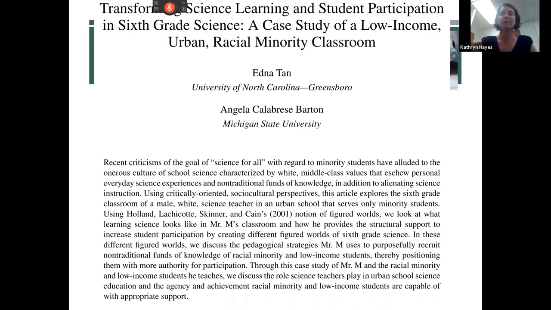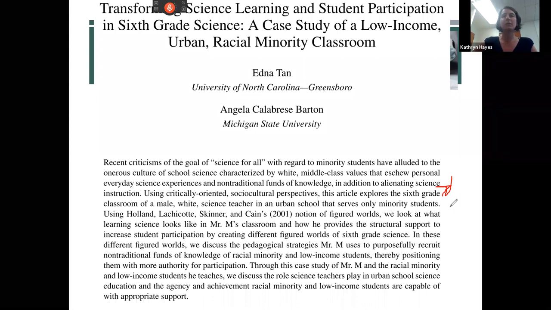Recent criticisms of the goal of science for all with regard to minority students have alluded to the onerous cultures of school science characterized by white, middle-class values that eschew personal everyday science experiences. Using critically oriented sociocultural perspectives, this article explores the sixth grade classroom of a male white science teacher in an urban school that serves only minority students. Note here that she was talking about the theoretical framework, just in case you were wondering. Using the notion of figured worlds, another aspect of the theoretical framework, we look at what learning science looks like in Mr. M's classroom.